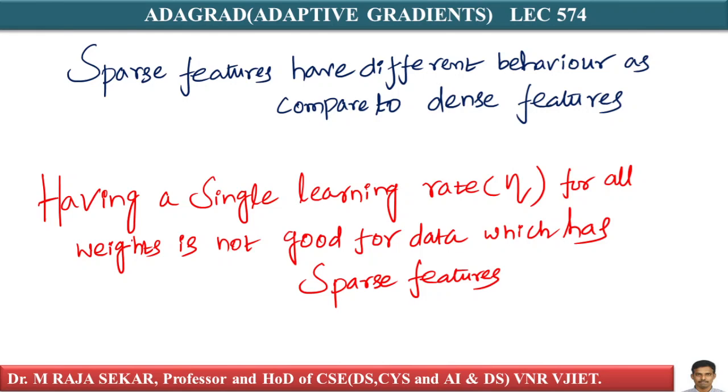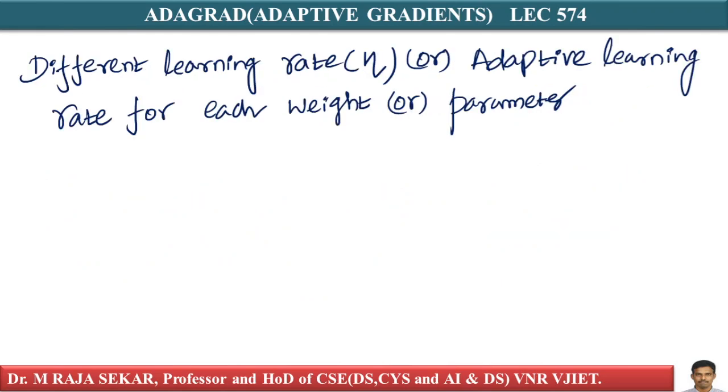And the most important idea to resolve this issue is the idea of Adagrad, isn't it? You are trying to create a different eta, a different learning rate, also called an adaptive learning rate, and one learning rate for each weight or for each parameter.